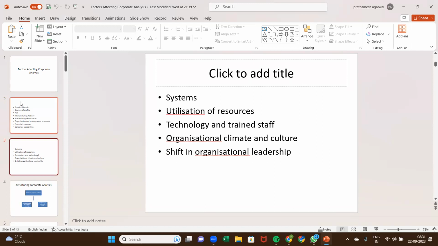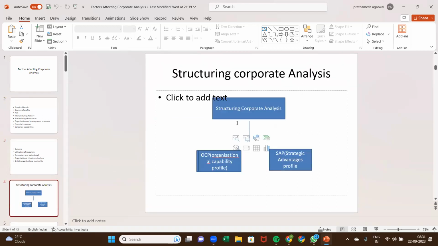Then we are continuing with the second slide. We have system, utilization of resources, technological and trained staff, organizational climate and culture, shift in the organizational leadership. Now I made a small diagram. Okay.